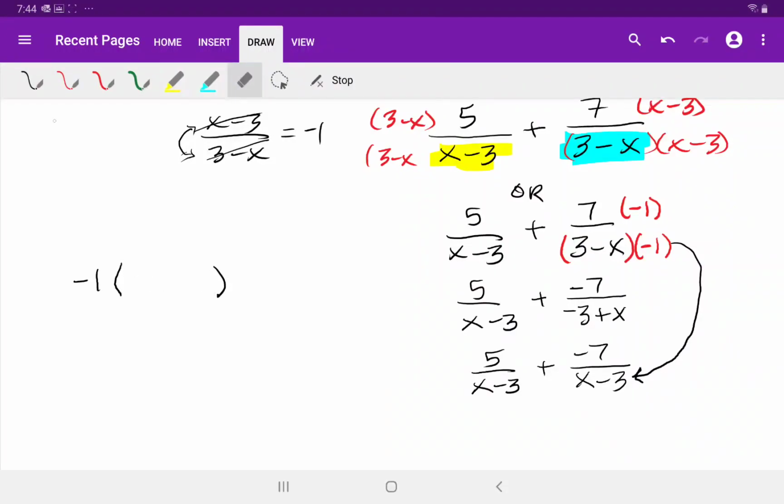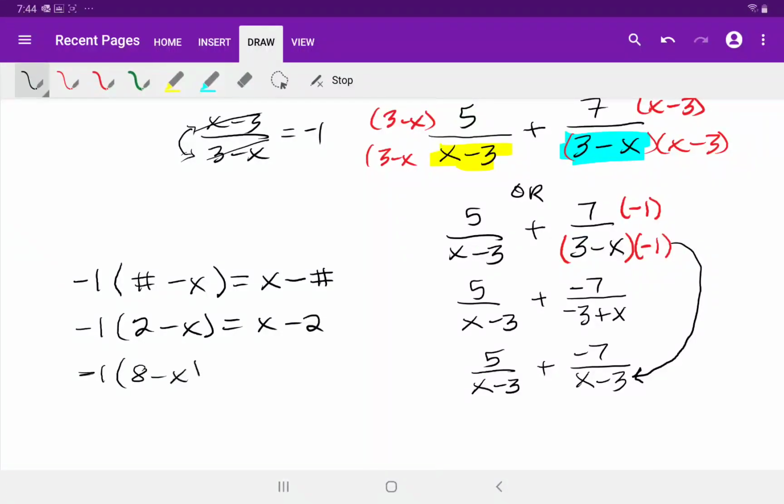Hold on, let me write it the other way. If you have a number minus x and you multiply by a -1, it switches it to x minus the number. So if you multiplied -1 times 2 minus x, it becomes x minus 2. If you multiply -1 by 8 minus x, it becomes x minus 8. And you can do it for x minus 3. What would that become? That would become 3 minus x. So this is kind of a shortcut feature.